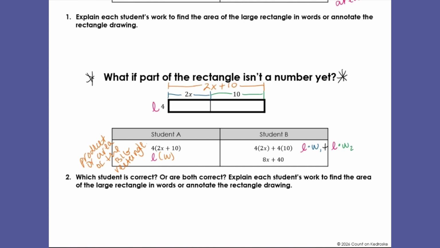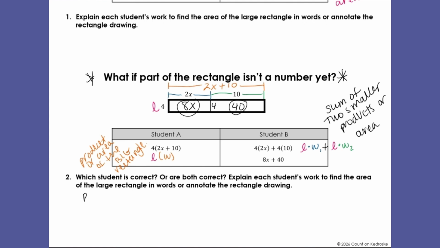So they did 4 times 2x, and then they did 4 times 10, and they added them together. So same idea as before, they were thinking about this as a sum of 2 smaller products or area. So student B essentially took the areas, so 4 times 2x is 8x, and then they did 4 times 10, which is 40. So they took the area of the 2 smaller rectangles and added them together. And that should give you the area still of the large rectangle.